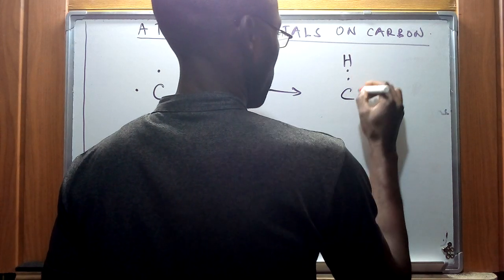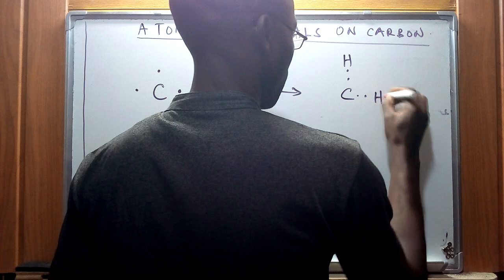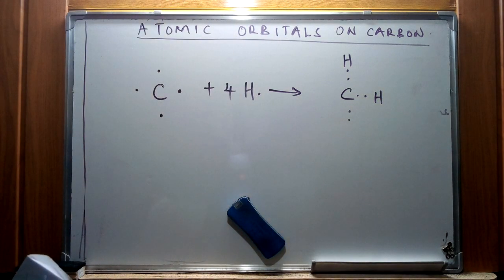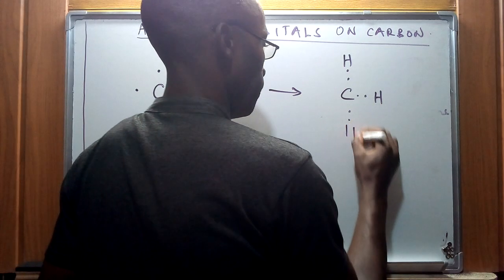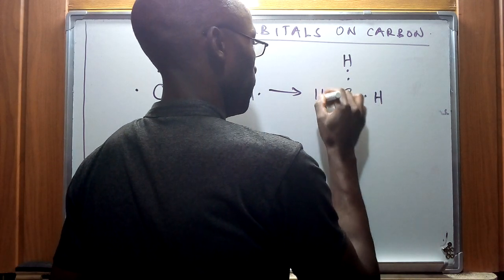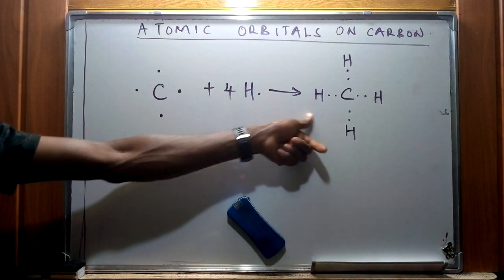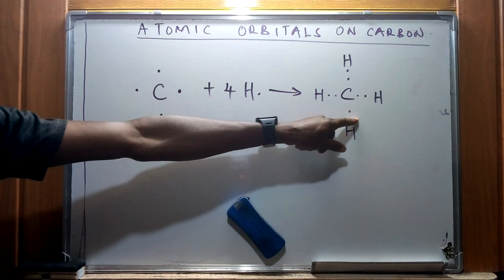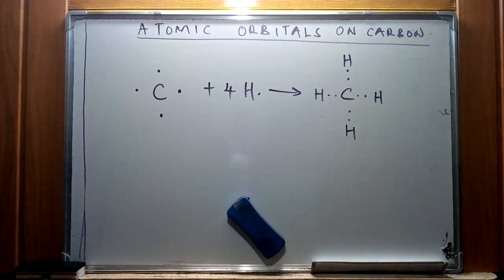So we're going to see that a hydrogen is going to donate 1 electron to form a bond with carbon, and then the subsequent hydrogens are going to display the same behavior, and therefore we're going to represent this kind of bonding using these shared pairs of electrons as such.